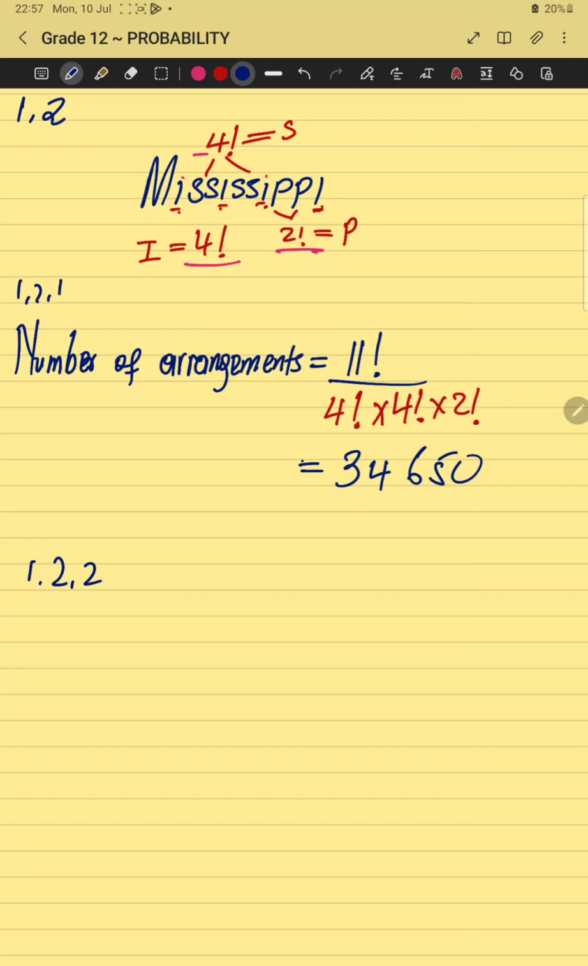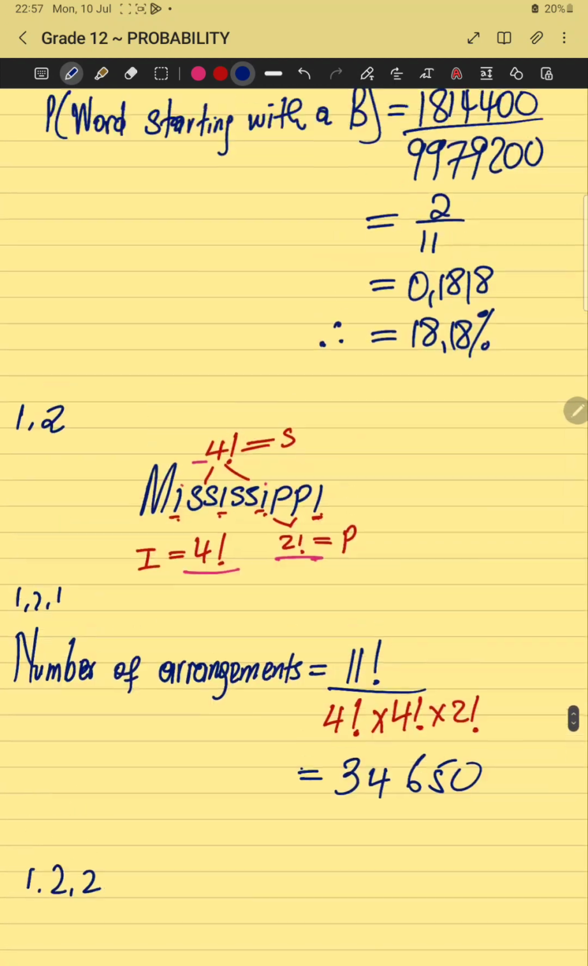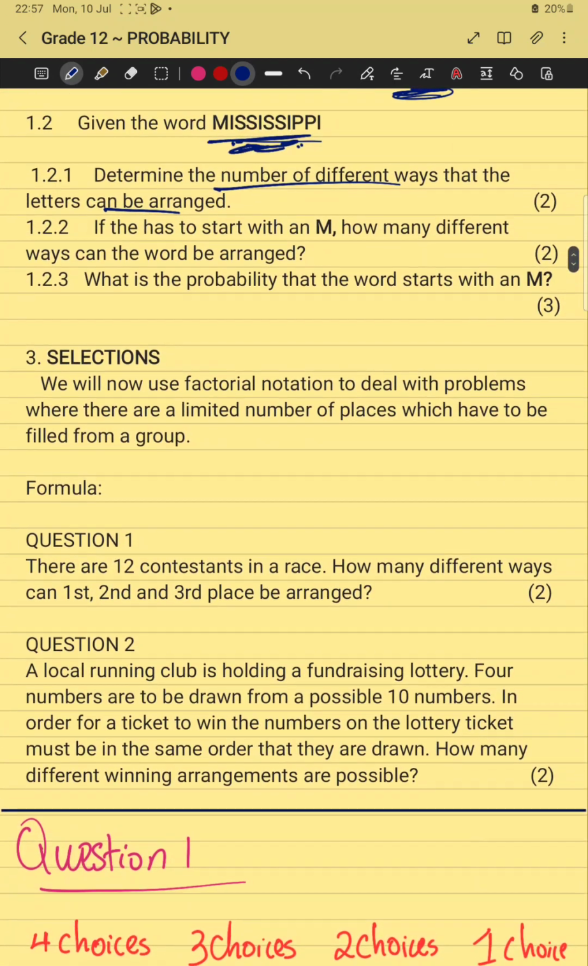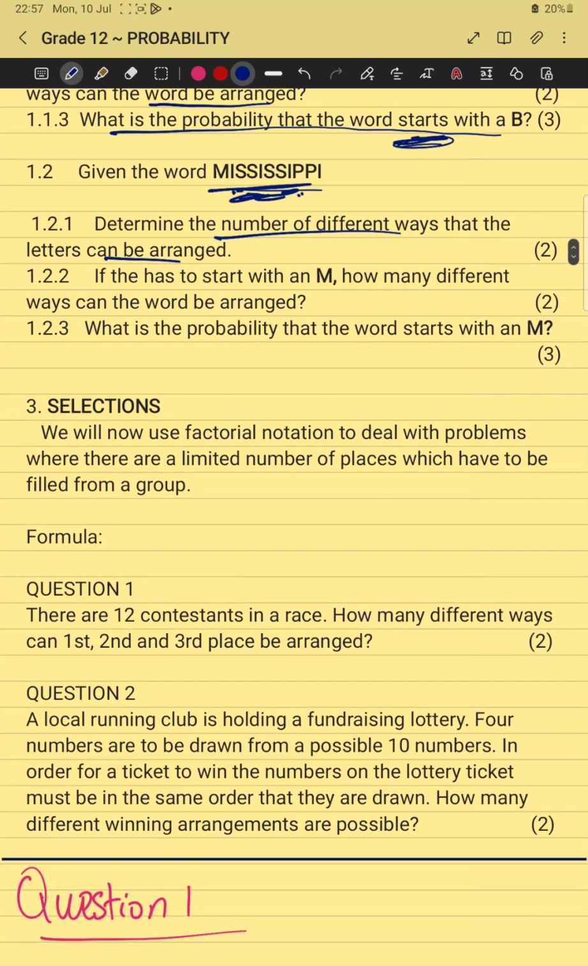And 1.2.2. This question says, if the letters of the word, if the word has to start with an M. Okay, start with an M.